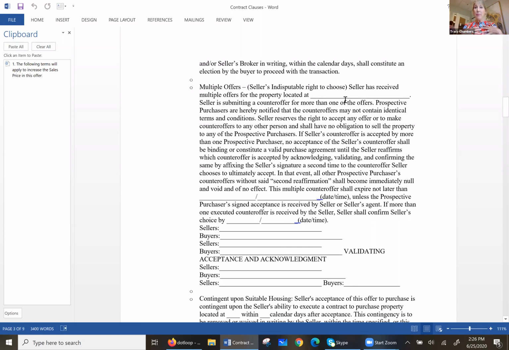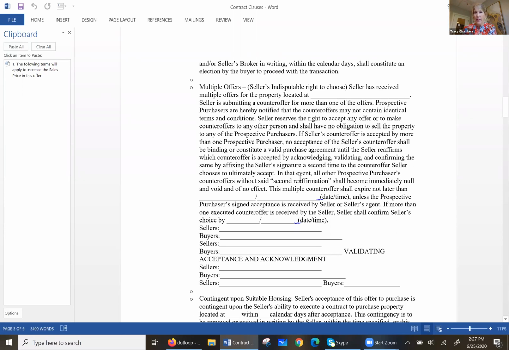So they're like, hey, I'm going to send you a counteroffer, and you a counteroffer, and you a counteroffer, which we would typically never do, because you always say, well, you can sell the house twice. Well, they're saying, hey, we're doing it. Prospective purchaser, here we're notified that the counteroffers may contain identical terms and conditions. Seller reserves the right to accept any offer or to make counteroffers to any other person. So it's kind of giving them carte blanche on being able to go out there and execute a contract. And then once they come back in, they can choose.